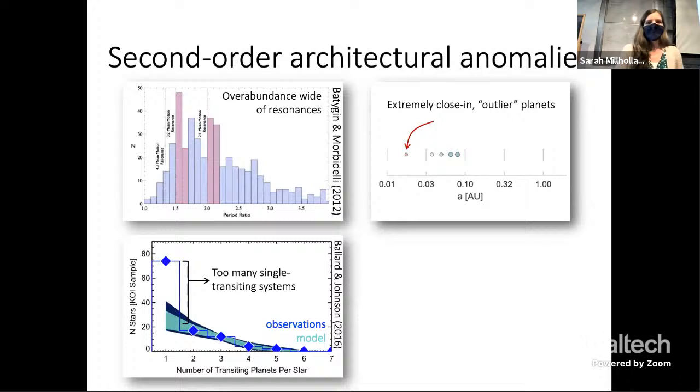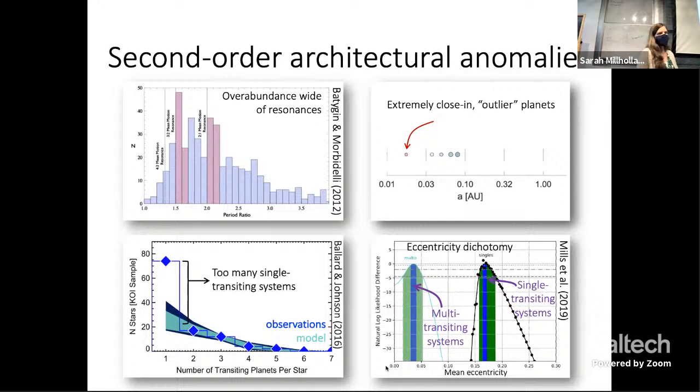Another example of an architectural anomaly is that if we look at the number of systems that host just one transiting planet compared to the number of systems with two transiting planets, three, and so on, we can see that there are too many systems with just one transiting planet, more than we expect to see based on extrapolations from the multis. And finally, a last example is this eccentricity dichotomy. When we look at the eccentricities of planets in single transiting systems, we see that they are a lot higher than the average eccentricities in systems with more than one transiting planet.